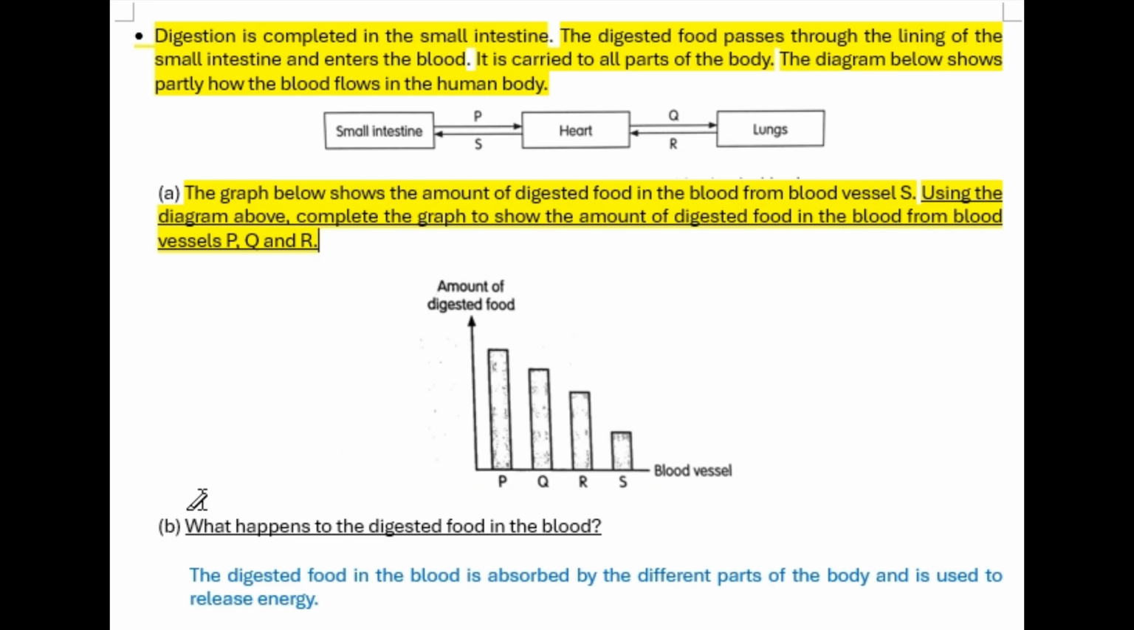B. What happens to the digested food in the blood? The digested food in the blood is absorbed by the different parts of the body and is used to release energy.